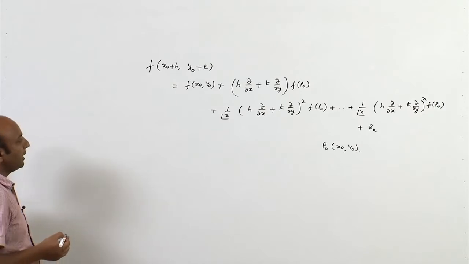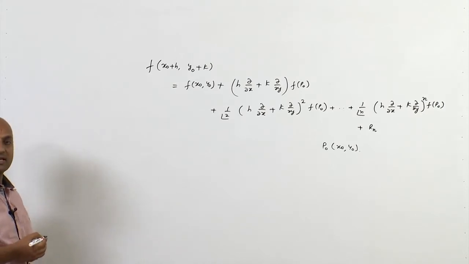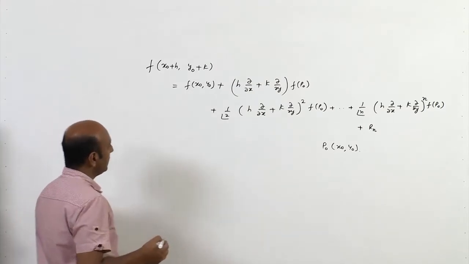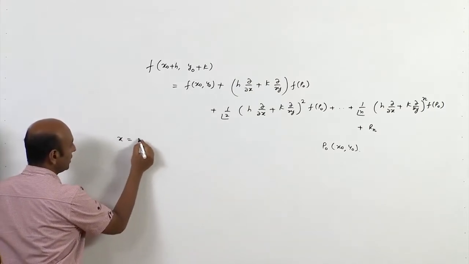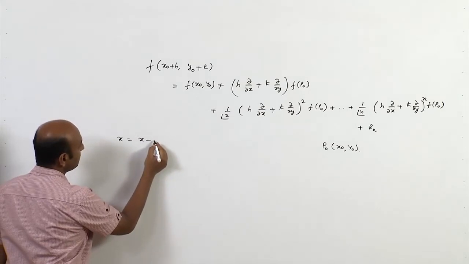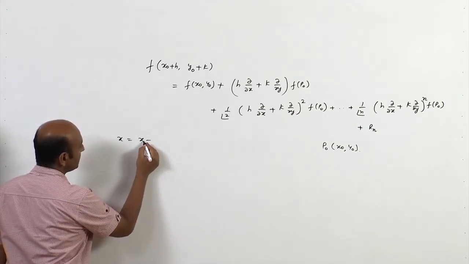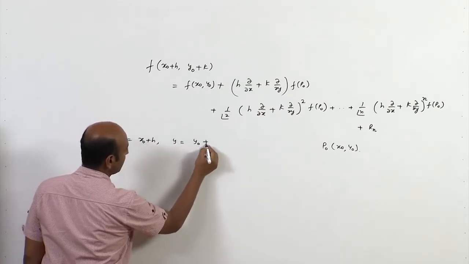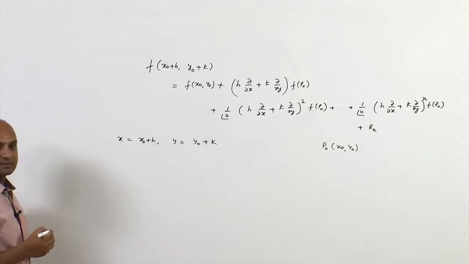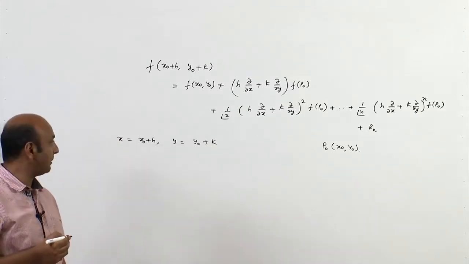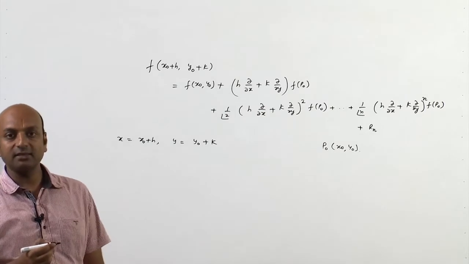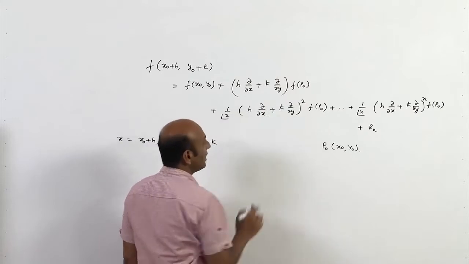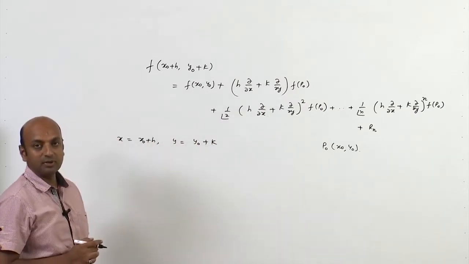Now, if we want to find the linear approximation of this f at x naught y naught, how can we do that? We simply replace x by x naught plus h and y by y naught plus k. When you replace these and take the terms up to power 1, we get the linear approximation of this f.